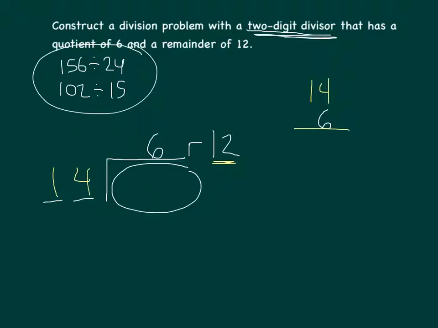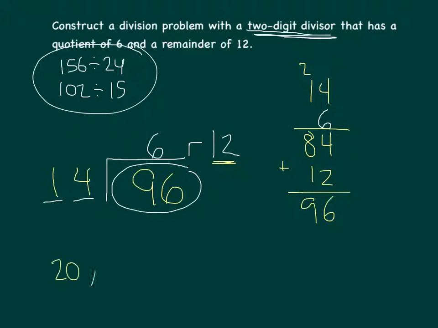6 groups of 14 is 84. Then I had 12 left over, 96. I must have started with 96 things. If I take 14 and divide it into 96, I get 6 groups with 12 left over. You can pick anything. You could have picked 20. 20 is a pretty easy number to work with. So I could have said 20 into something, giving me 6 remainder 12.